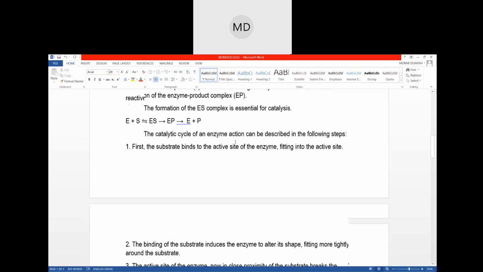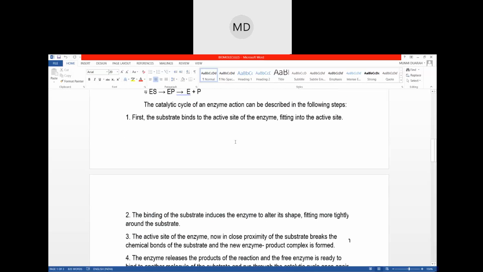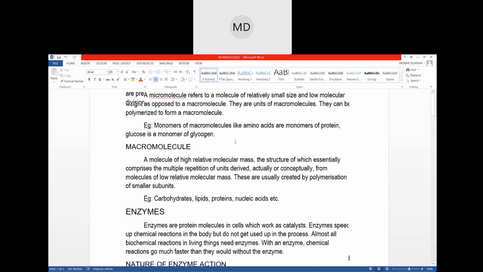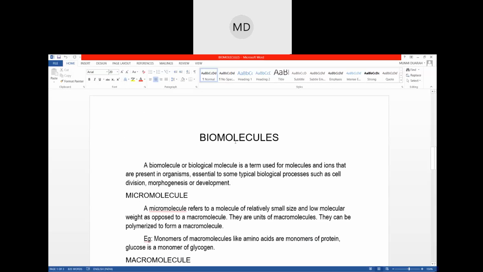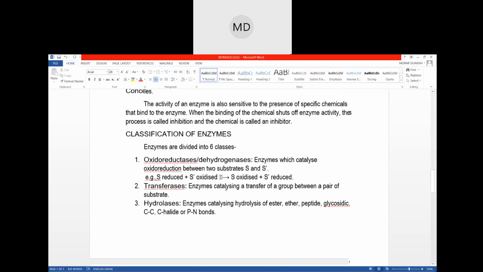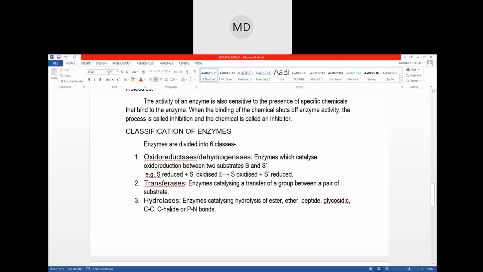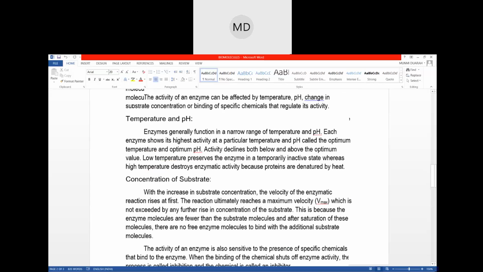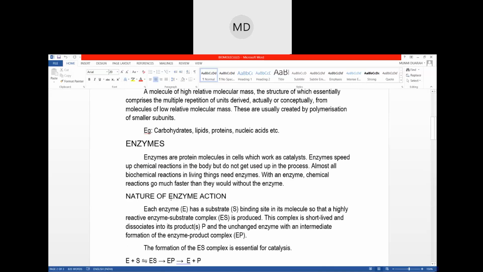Long questions will not come from this chapter. You can expect short answers, or 1-mark questions, or it might be asked to write the names of the classes, so remember the names, like that only.